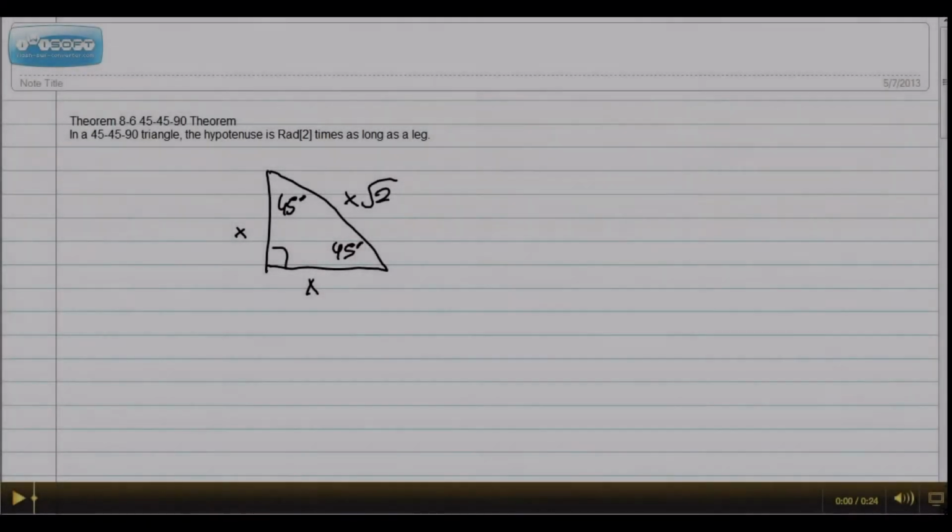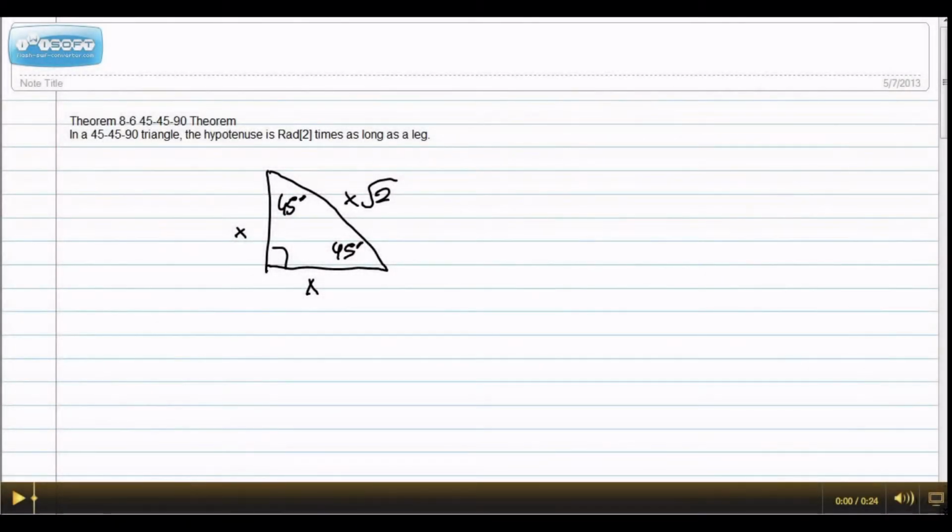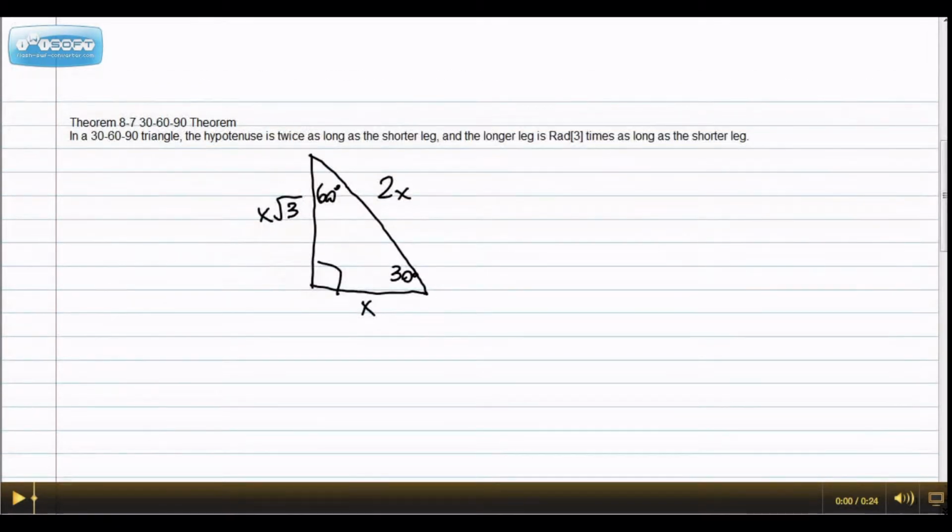Theorem 8-6. 45, 45, 90 theorem. In a 45, 45, 90 triangle, the hypotenuse is square root of 2 times as long as a leg. In a 30, 60, 90 triangle, the hypotenuse is twice as long as the shorter leg, and the longer leg is square root of 3 times as long as the shorter leg.